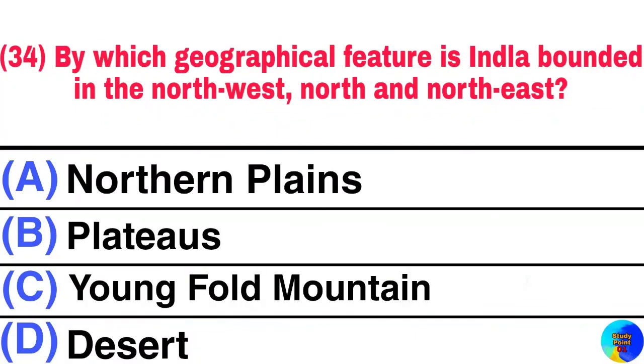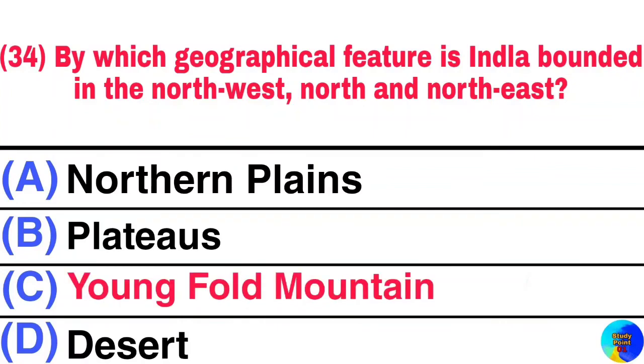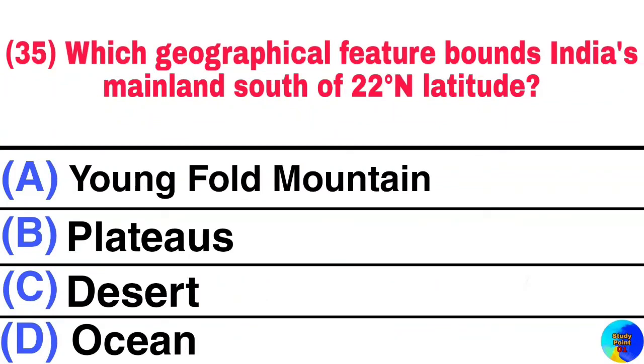Question number 34. By which geographical feature is India bounded in the northwest, north and northeast? A. Northern Plains, B. Plateaus, C. Young Fold Mountain, D. Desert. Answer. Young Fold Mountain. Question number 35. Which geographical feature bounds India's mainland south of 22 degrees north latitude? A. Young Fold Mountain, B. Plateaus, C. Desert, D. Ocean. Answer. Ocean.